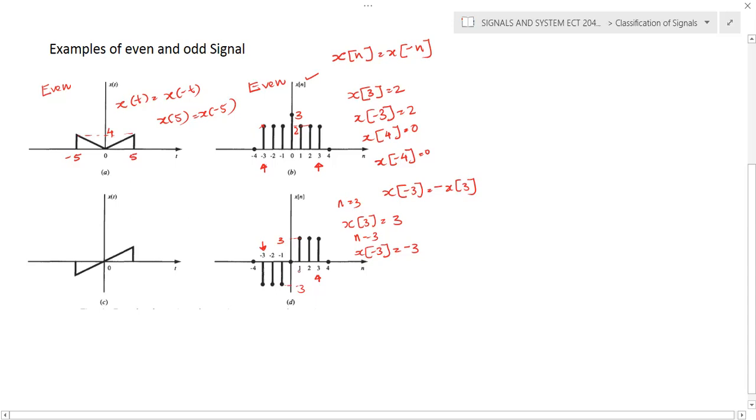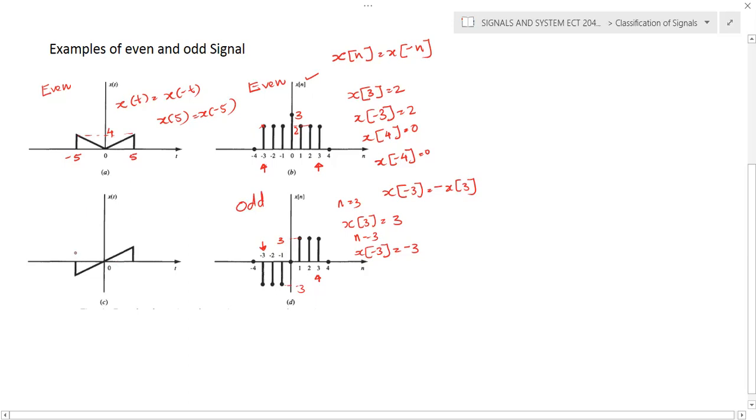So this condition is valid for x of 2 and x of 1. And if you look at x of 0, x of 4, it's 0. So it satisfies this particular condition. So we can call this an odd signal.